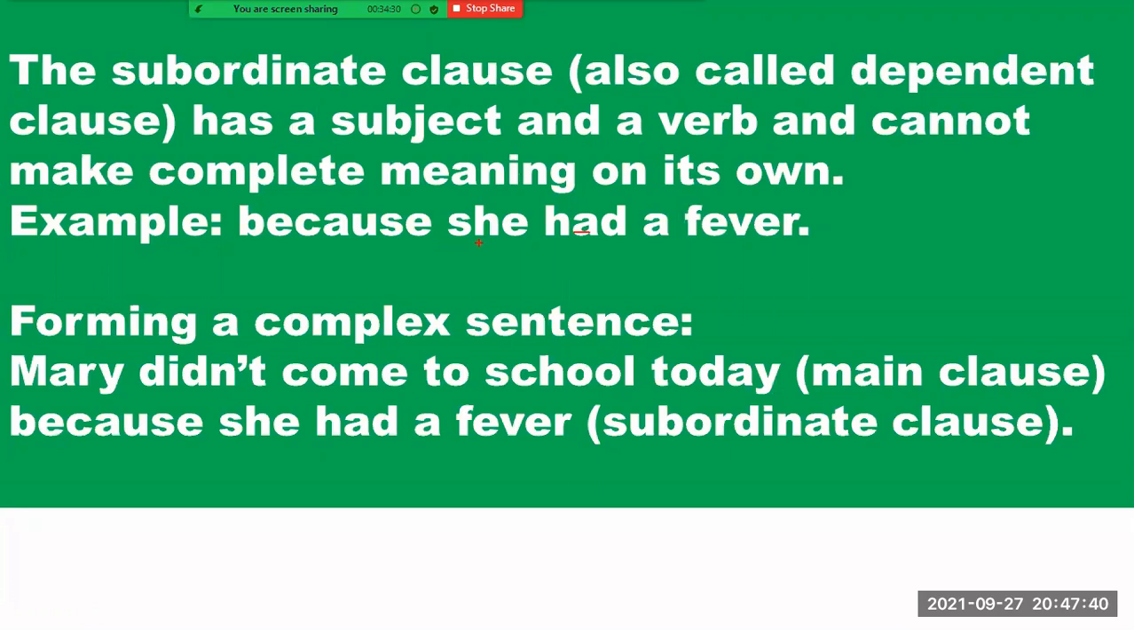Now, forming a complex sentence. We want to join the main clause and the subordinate clause, and that forms a complex sentence. Now, Mary didn't come to school today. That's the main clause. Because she had a fever. That's a subordinate clause. All right? So you can see how to form a complex sentence. You only need one main clause, and then you join it to one subordinate clause, and that gives you a complex sentence.